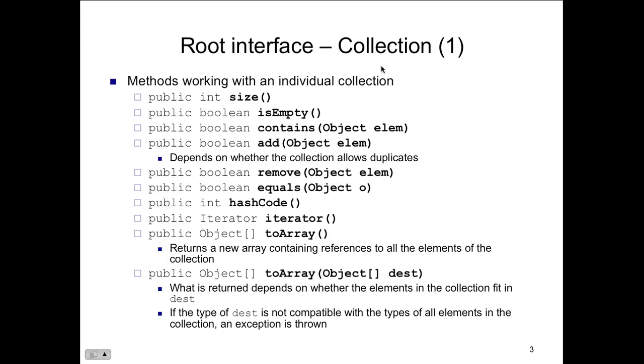Root interface, which is the collection, which is the interface. So methods working with an individual collection. And I say this is the root interface because all of the collection items, objects, would have these things. As an example, we normally want to see what size is the set, what size is the list, how many items are on the tree, the size of the branches. Is it empty? Is it full? Does it contain this object? Does it not contain this object? Can we add an object, remove an object? Does it equals, hash code, to array?